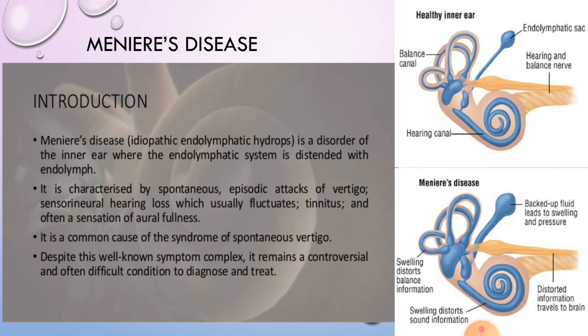Now, lastly, Meniere's disease. Meniere's disease is a disorder of the inner ear where the endolymphatic system is distended with endolymph. It is characterized by spontaneous episodic attacks of vertigo and sensory neural hearing loss, which usually fluctuates. There is tinnitus and often a sensation of aural fullness. It is a common cause of the syndrome of spontaneous vertigo, and despite this well-known symptom complex, it remains a controversial condition and often difficult to diagnose and treat.